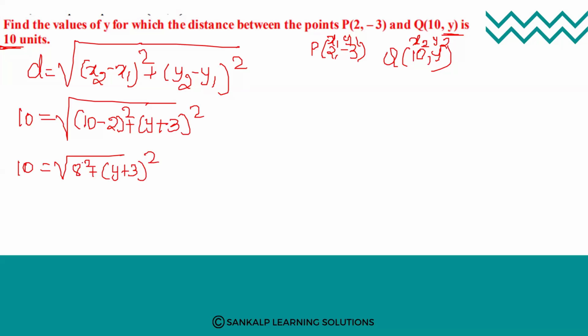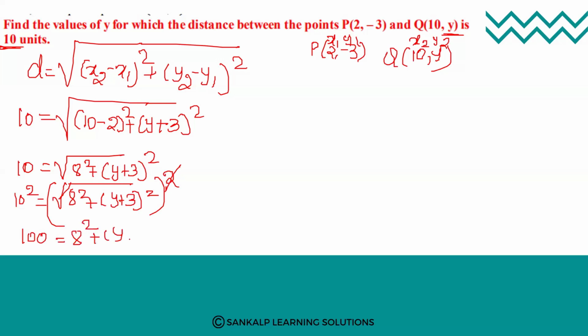Now, I want to remove this root sign. For that, what I will do? I will square on both the sides. So then 10 square is equal to square root of 8 square plus y plus 3 bracket square. If you square this, square and square root will get cancelled. What you will get? 10 square is 100 is equal to 8 square plus y plus 3 bracket square.